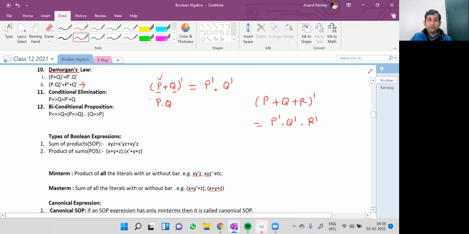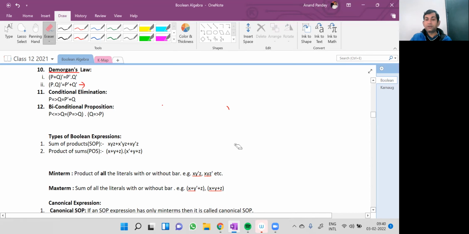(P . Q) whole dash. So the complement of the first term is P dash. This dot will be converted to plus. Then the complement of the second term. So this is De Morgan's law, and it works on the whole dash. If you have a question where one Boolean expression is given and you have to find the complement of that Boolean expression, there we use De Morgan's law.